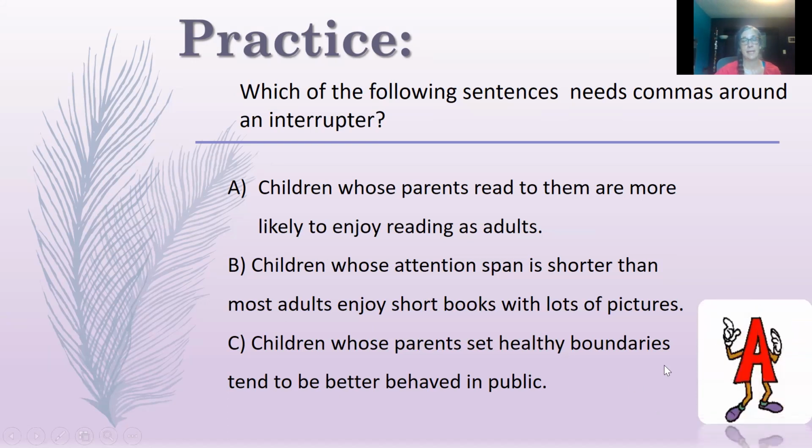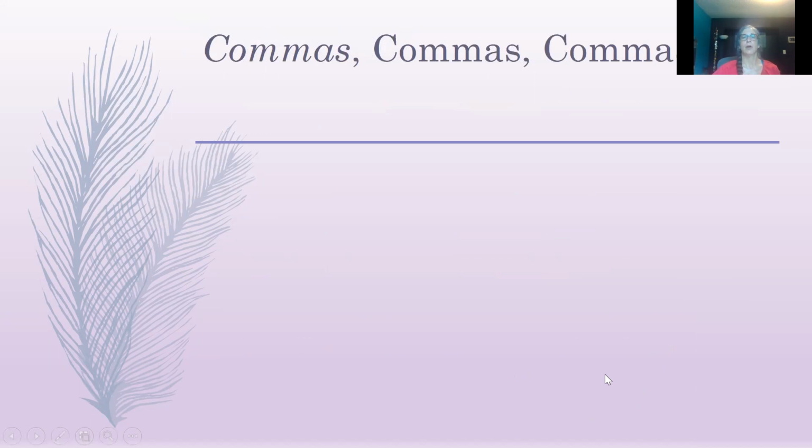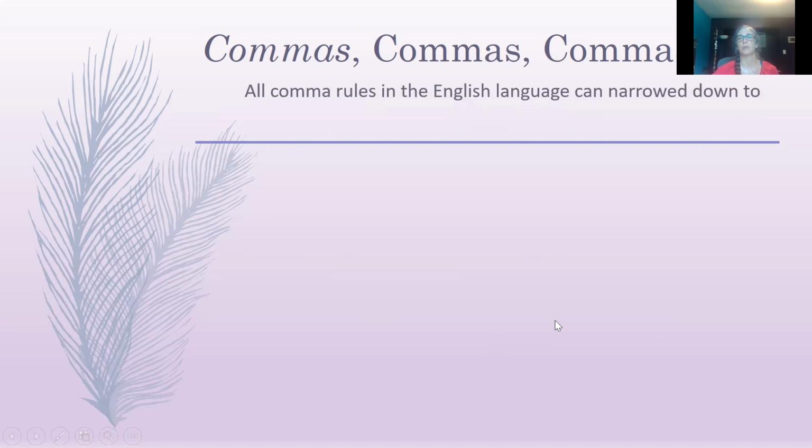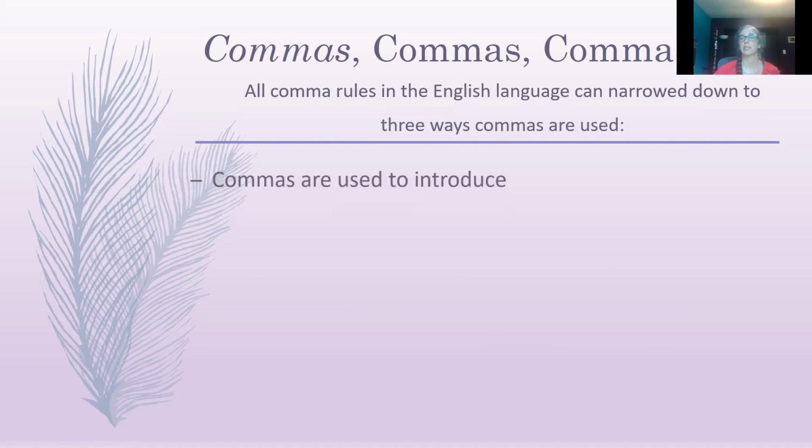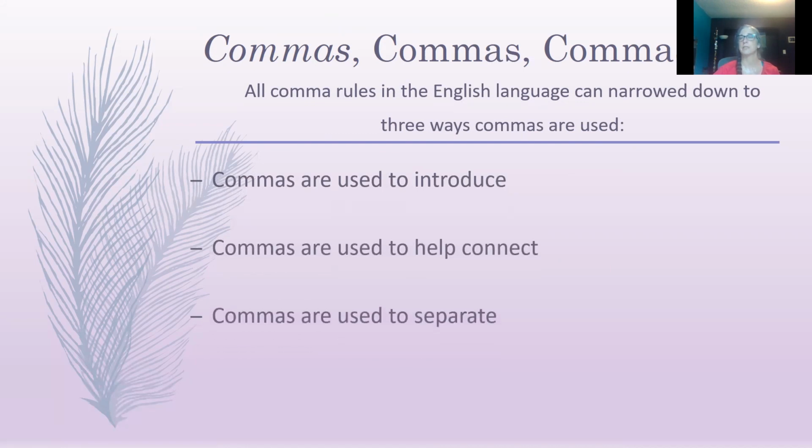Good. Yeah, that was hard. As I said earlier, figuring out when we need commas is sometimes more difficult than identifying a comma that is unnecessary. Okie dokie. So let's do a little review. All the comma rules in the English language can be narrowed down to 3 ways commas are used. Commas are used to introduce. Commas are used to help connect. And commas are used to separate.